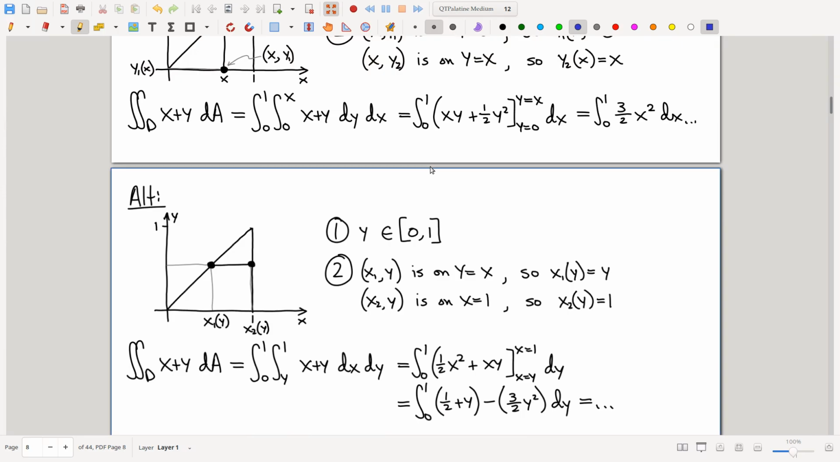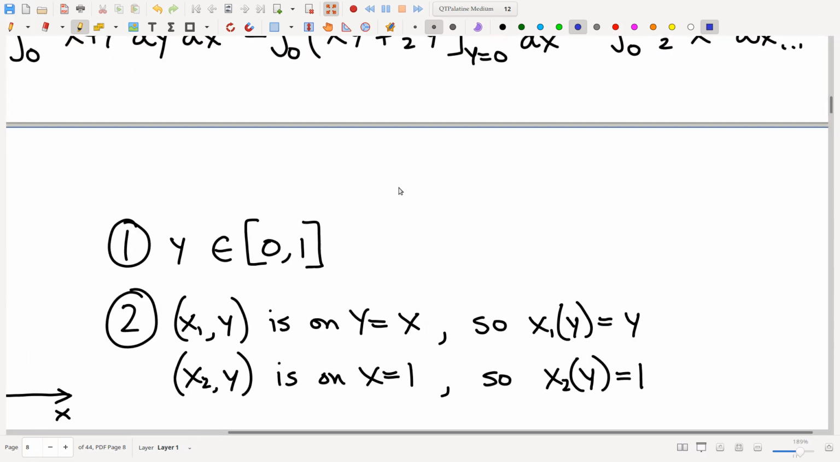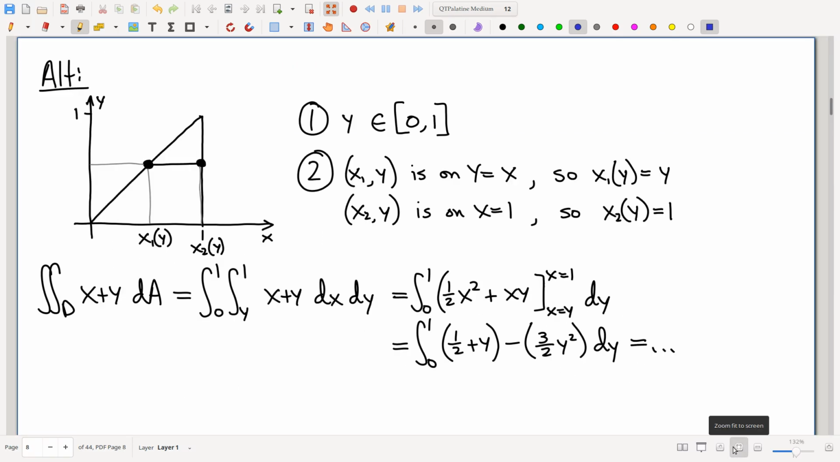Whoops. Oh no, am I out of juice already? Oh, okay, well I gotta plug this in. I don't know why it works like that. Okay. Fine.